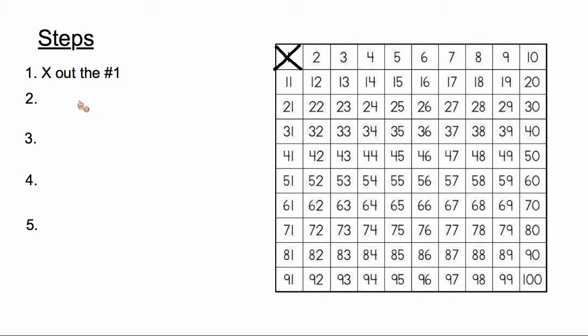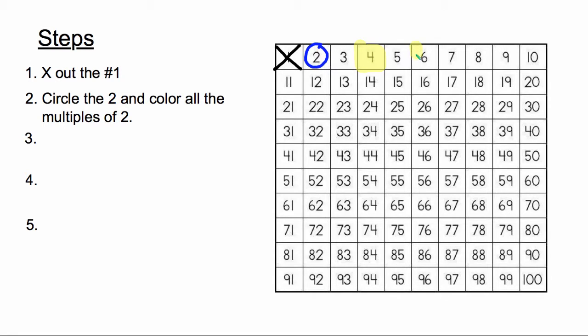Our next step says to circle the 2 and then color all of the multiples of 2. The reason we're circling 2 is because it's a prime number. In this chart, we'll be circling all of our prime numbers. The only things you can multiply to get 2 are 1 and 2, 1 times 2. Then we're going to color all the multiples of 2 because all of those numbers are composite. So 2 times 1 we already have, and that's a prime number. 2 times 2 is 4. 2 times 3 is 6. 2 times 4 is 8.